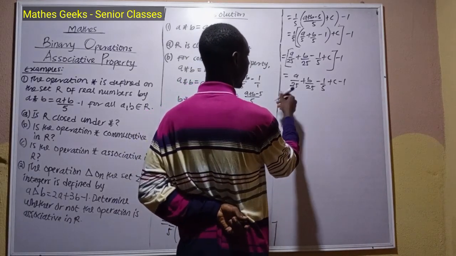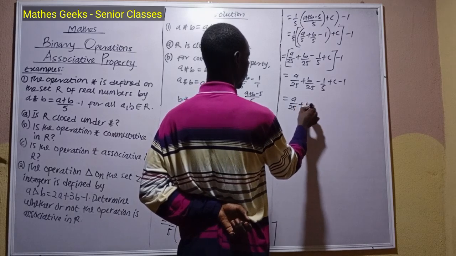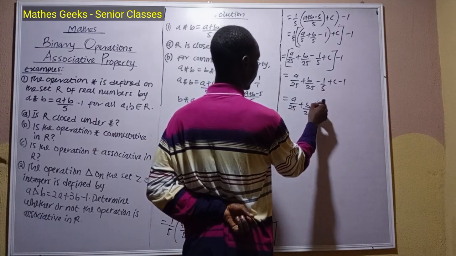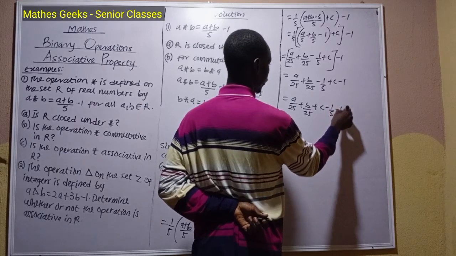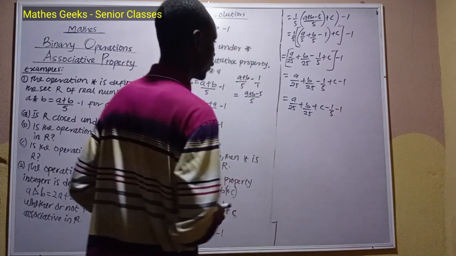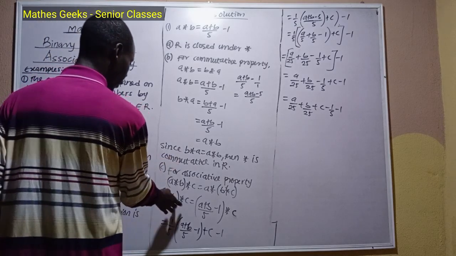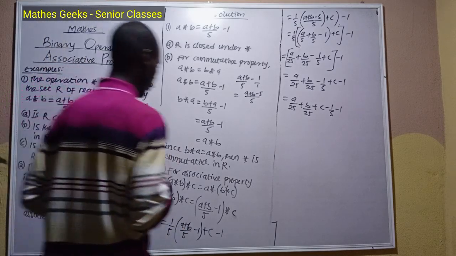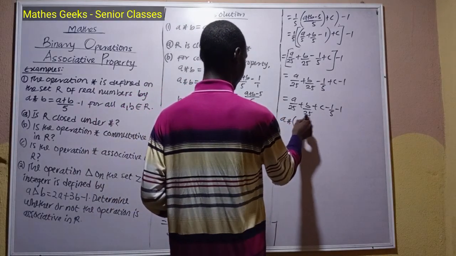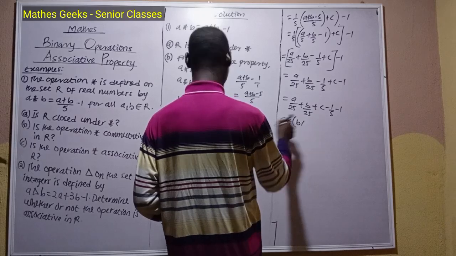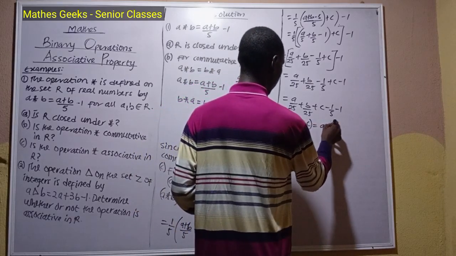Now this will give us A over 25 plus B over 25 plus C minus 1 over 5 minus 1. So that's what you get for (A star B) star C. So let's see what A star (B star C) is.